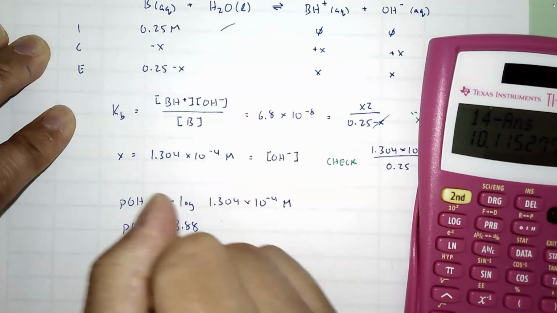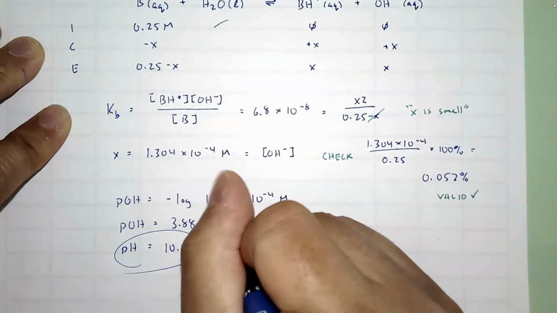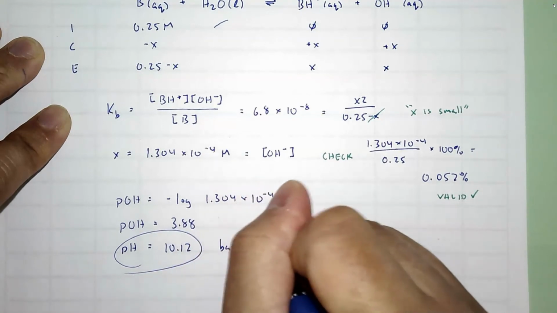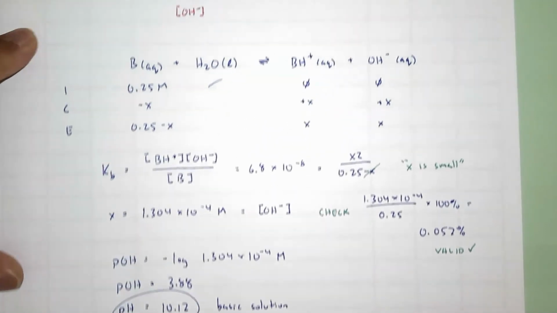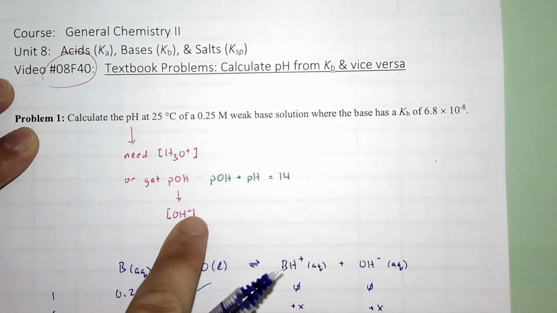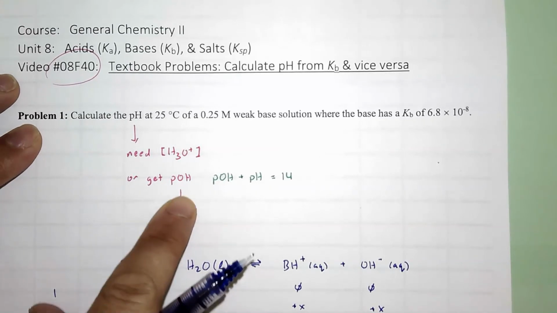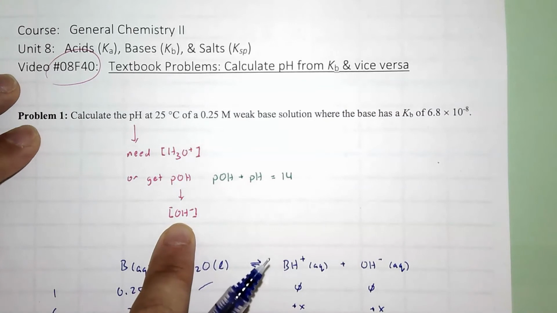Good. The pH indicates a basic solution. Basic solution. And again, nothing to fear. You just have to walk your way closer and closer to pH through the concentration of OH minus.